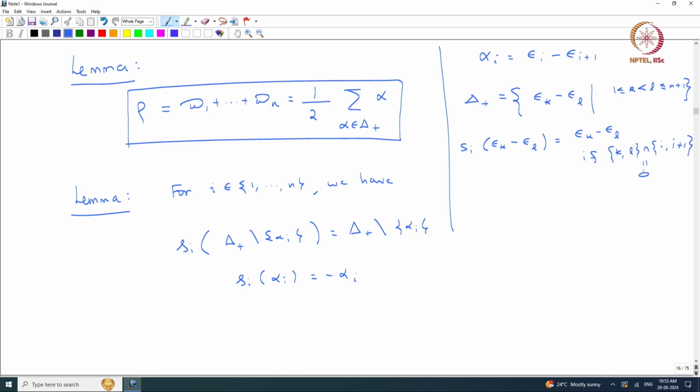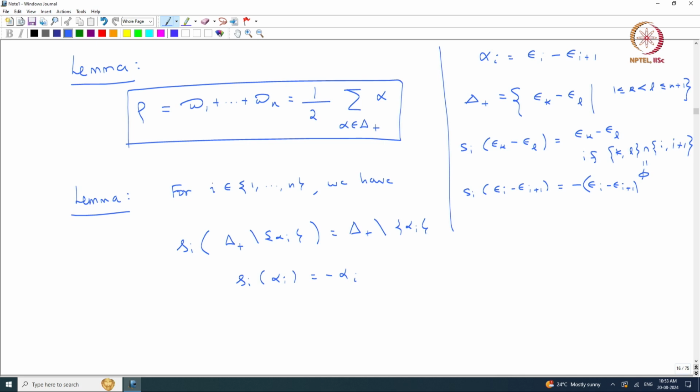Okay. And if something matches, then what will happen? So, s_i of epsilon_i minus epsilon_{i+1}, it is easy to see, this is minus epsilon_i minus epsilon_{i+1}. So, that is also easy to see.